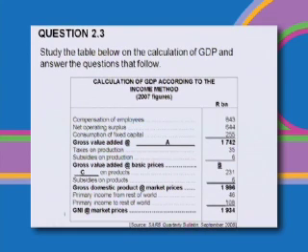Right, question 2.3, you need to study the table on the calculation of GDP and answer the questions that follow. We've got the calculation of GDP according to the income method, and these were figures sourced in 2007. They've given us the source, the quarterly bulletin of the South African Reserve Bank. So they've given us all the information that we need from the table. Let's just go straight to the questions.